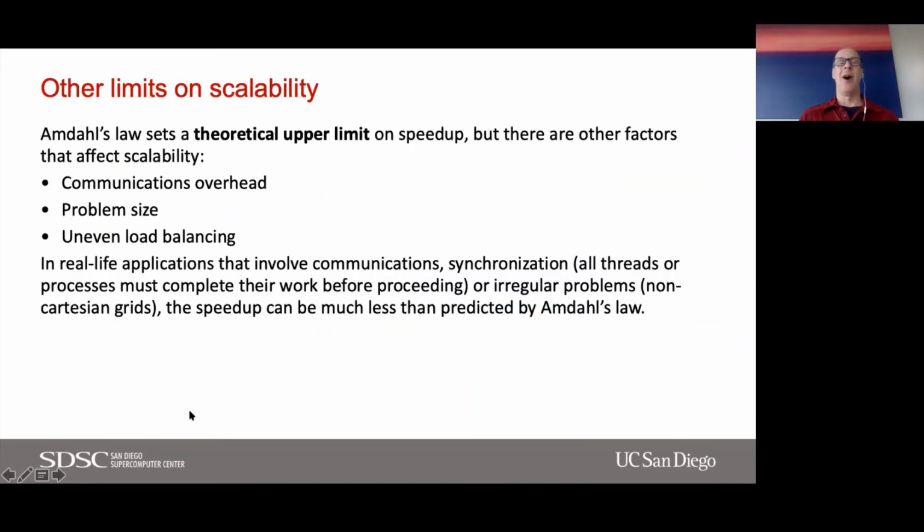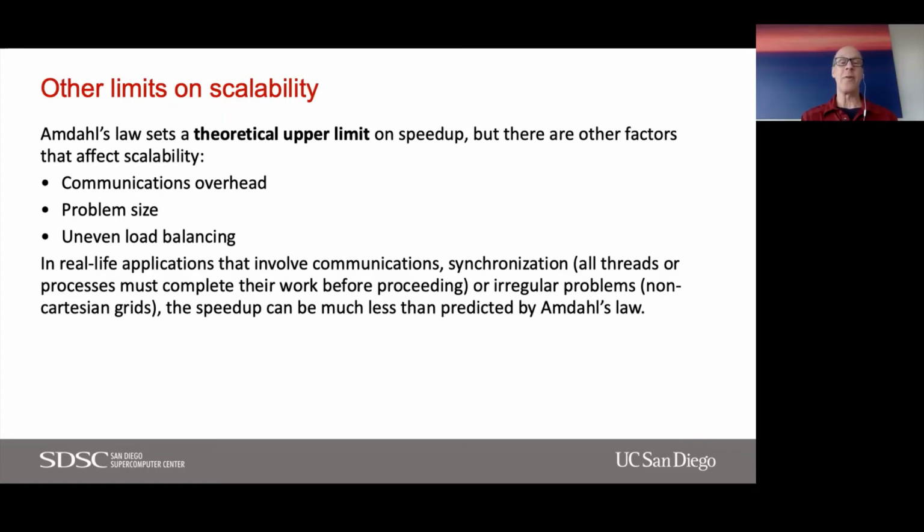All right, so there are other limits on scalability beyond Amdahl's law. Amdahl's law sets a theoretical upper limit on the speed up, but there are other factors that affect scalability. There's communications overhead, and there are limitations due to problem size. Let's say I'm doing a molecular dynamics calculation that has 1 million particles. We could divide that across two processes, give each of them 500,000 particles, and we can continue dividing, but we can only go so far. Obviously we can't go beyond having 1 particle per processor, but even long before that, we're going to have so little work assigned to each of those CPUs that we're not going to be scaling.